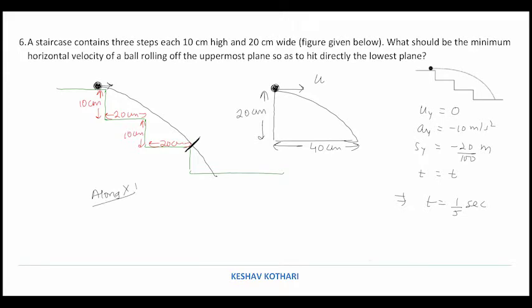If we solve along the x-axis, we can write initial velocity along x as u, t is equal to 1 by 5 second, and the displacement along x, which is equal to 40, is equal to u into 1 by 5, and it should be in meters, so we divide by 100. We obtain u equals 2 meter per second. So this is the answer for this particular problem.